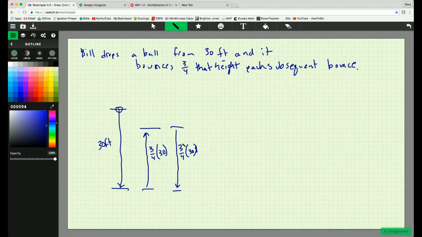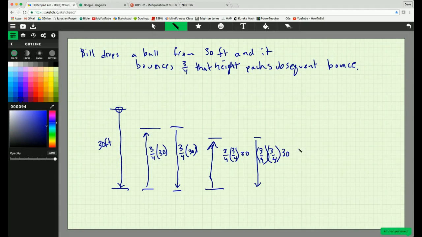Well, the next time it goes 3/4 of this height. Well, what is this height? Well, this is 3/4 of 30. So now it's going 3/4 of 3/4 of 30. Bounces that high. And then it comes down that same height. So I can rewrite it again. I'll write it again. 3/4 of 3/4 of 30.